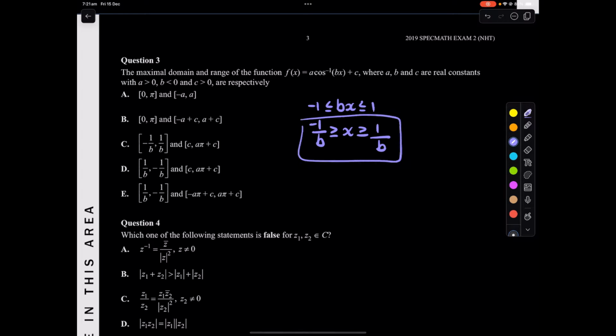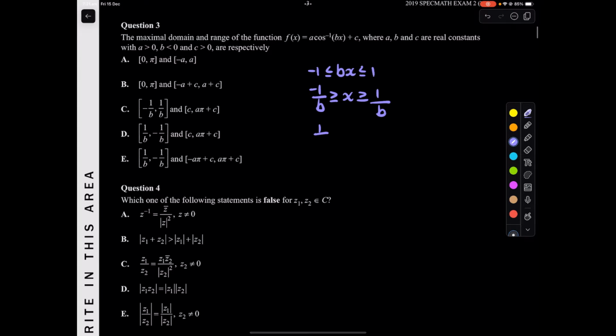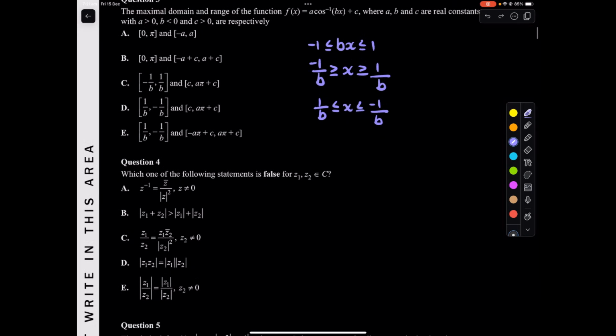Now this is not a good sign. We need to switch them to make it nice. We have to switch these from opposite sides. So it'll be 1 over b less than or equal to x less than or equal to -1 over b. Hence this here is your domain. So from 1 over b to -1 over b. Done. Which one does that look like? Okay, so these are wrong.